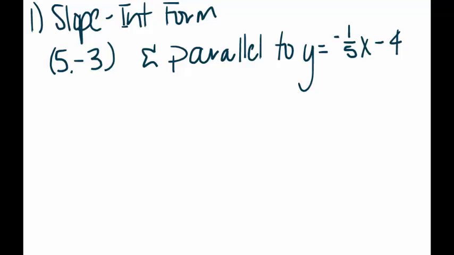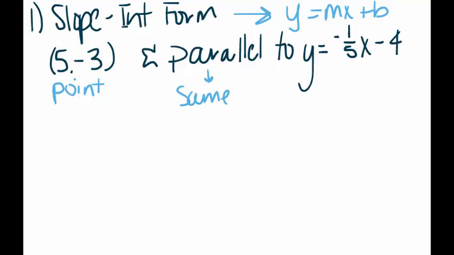Number 1 says, write the slope-intercept form of an equation of the line described. Slope-intercept form we know is y = mx + b. It's the easiest one that we can find. We are given a point, and it's also parallel to y = -1/5 x - 4. Parallel, we know, means the same slope. So whatever our new line is going to be, it's going to have the exact same slope.